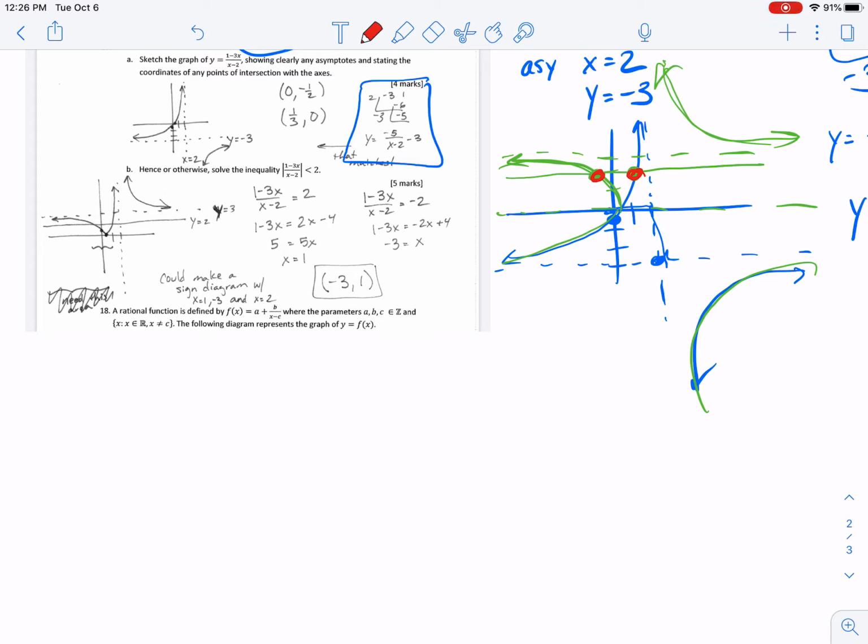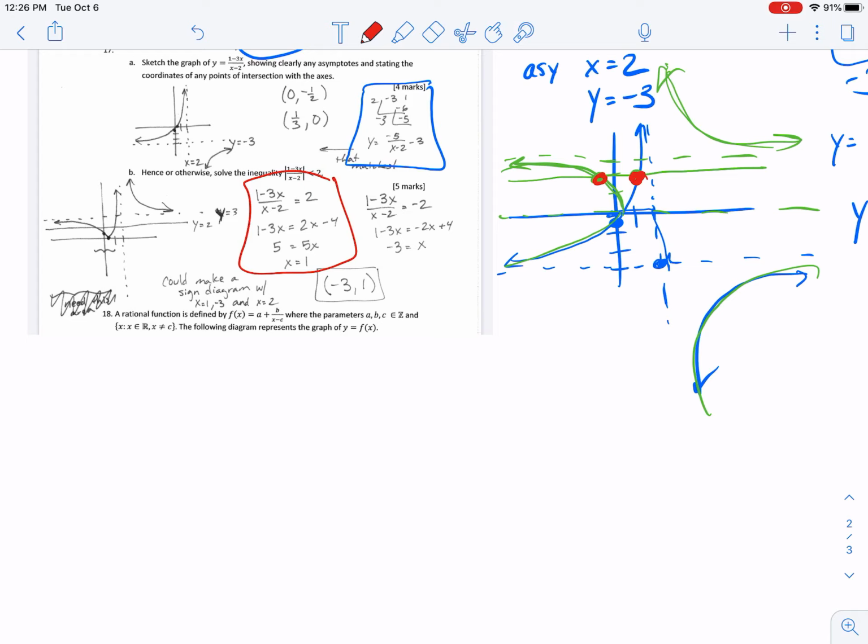So I said, well, one of them, 1 minus x, 3x over x minus 2. I'm looking at this part. And we multiply that through. That gives us 5x is equal to 5, so x is equal to 1. And that makes sense in my graph. Doesn't that appear to be looking at like 1? And then we set it equal to the negative 2.